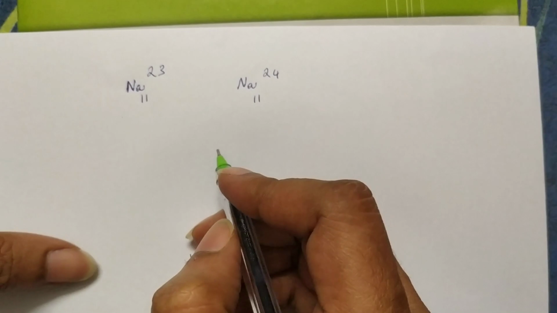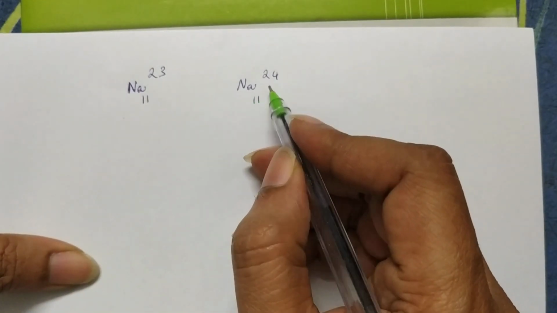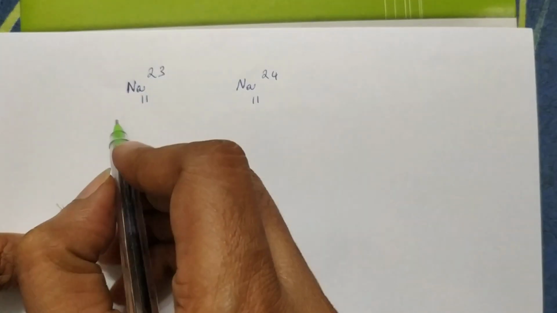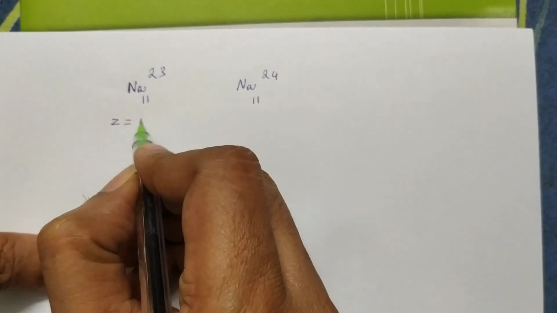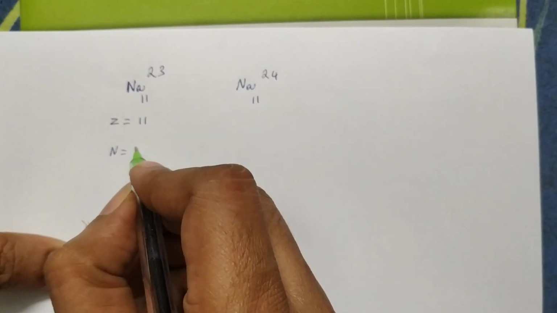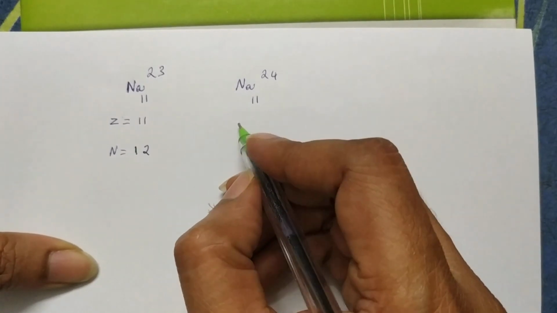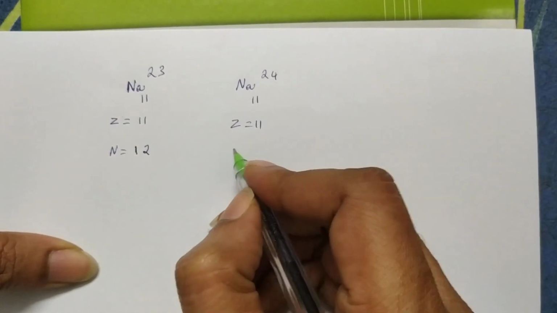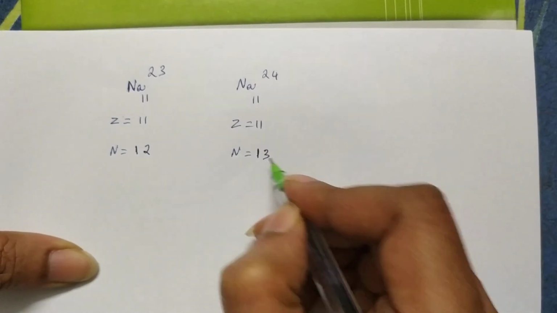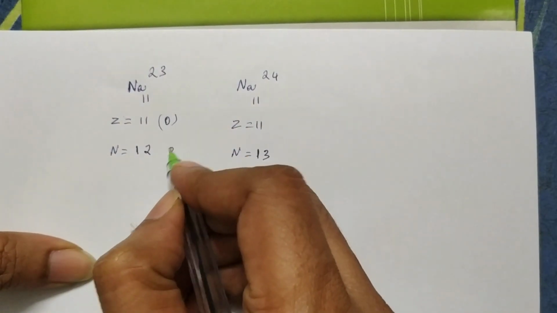Now see one example, sodium-23 (Na 11,23) and sodium-24 (Na 11,24) isotopes: same atomic number, different mass number. How many protons are there? Proton number is 11 and neutron number, that is A minus Z, 23 minus 11, you can write 12. And in the second nucleus, Z is equal to 11 and N is equal to 24 minus 11, which is 13.